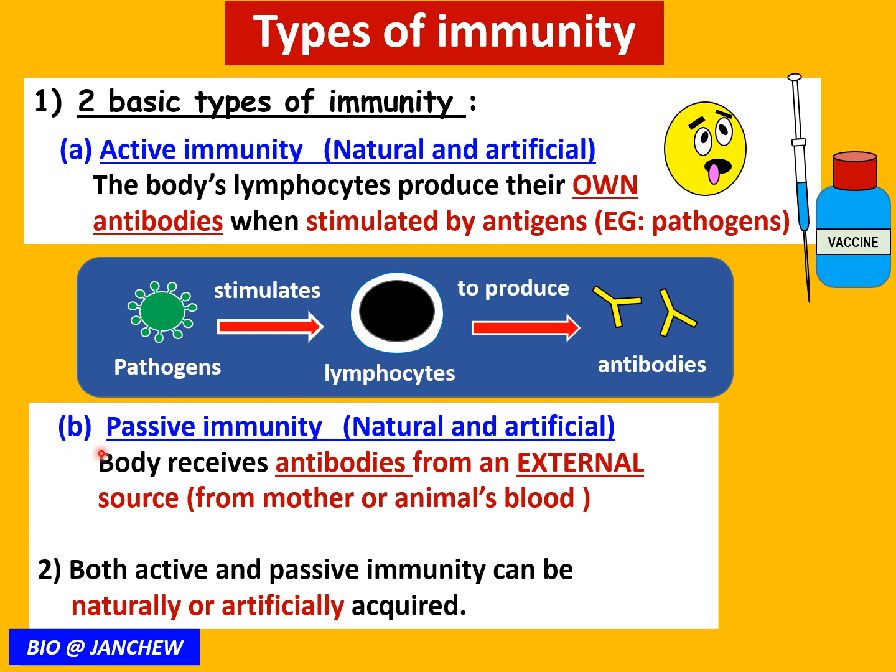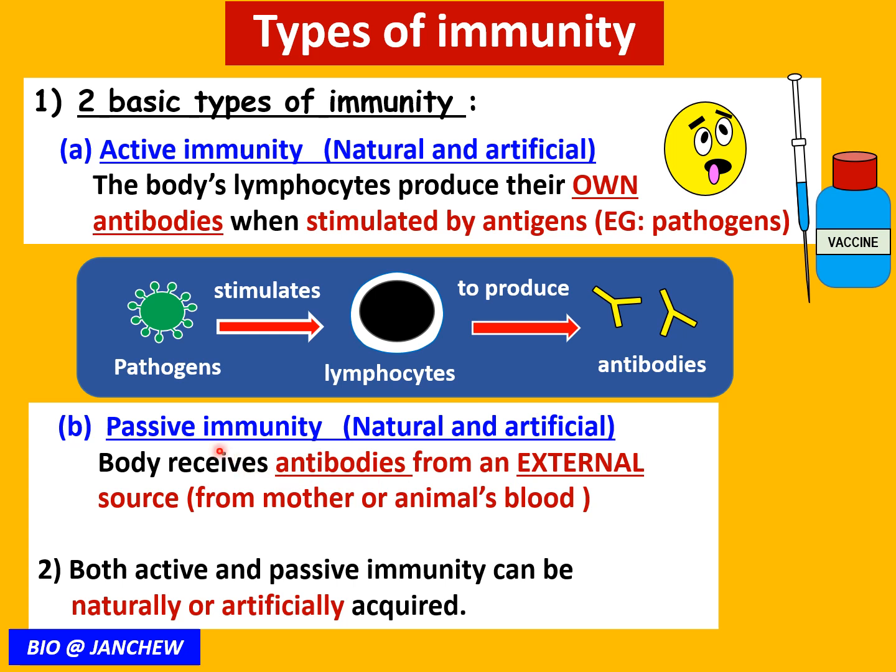Now, what about passive immunity? Passive immunity is obtained when the body does not produce the antibodies itself, but it receives the antibodies from an external source, such as from the mother. The baby receives the antibodies from the mother by breast milk. Another way is when the antibodies are extracted from an animal's blood and then injected into a person. It means the antibodies come from the animal, not from the person himself. So that is passive immunity because the body was passive. It did not actively produce its own antibodies, but received the antibodies from an external source.